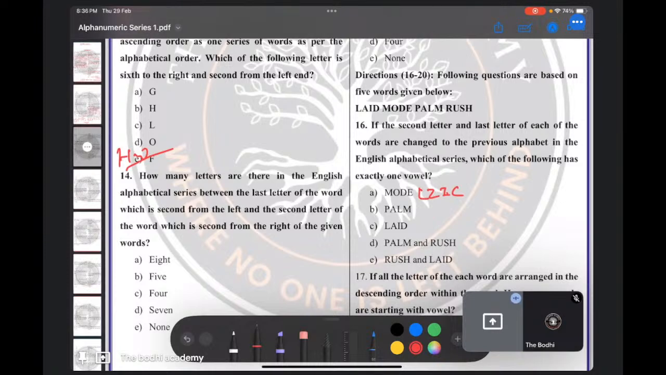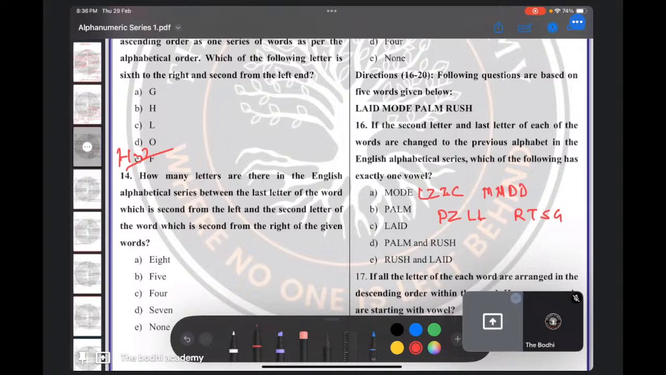Next, M. The previous letter of O will be what? N, D, and again D. Next, palm. Previous letter of P we have to keep as it is. P, Z, L, and L. Rush. R, T, S, G.